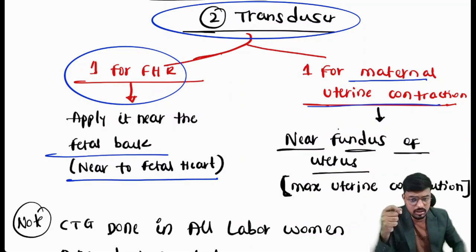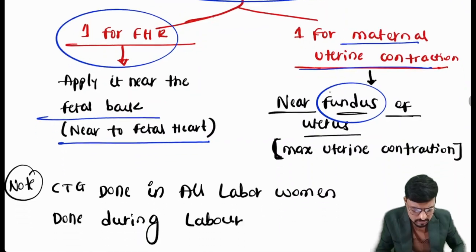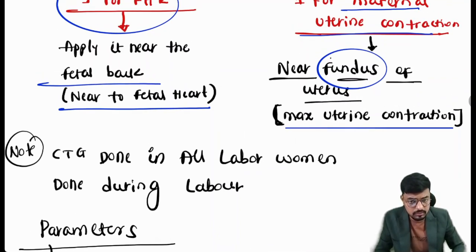To monitor the uterine contraction, where do we apply the transducer? The maximum uterine contraction is in the fundus of the uterus, so we have to apply the transducer near the fundus of the uterus. That is very important.